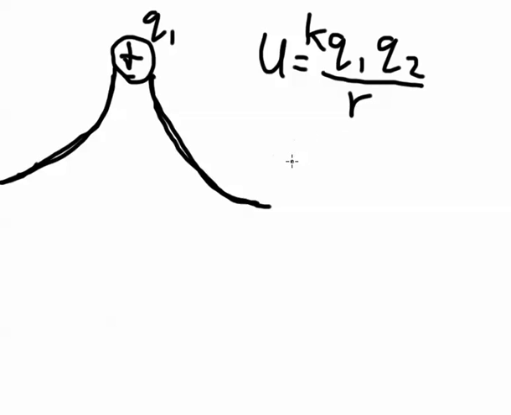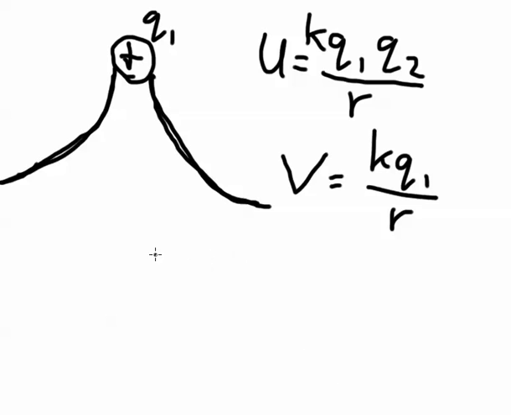And if I draw the potential version of the hill, which was like the height of the hill in the gravity example, the potential is just K Q1 over R. So it's missing the Q2 because the potential doesn't care what you're rolling up the hill. It's going to be the same potential. Just like the height doesn't care what you're rolling up the hill. It's going to be the same height.